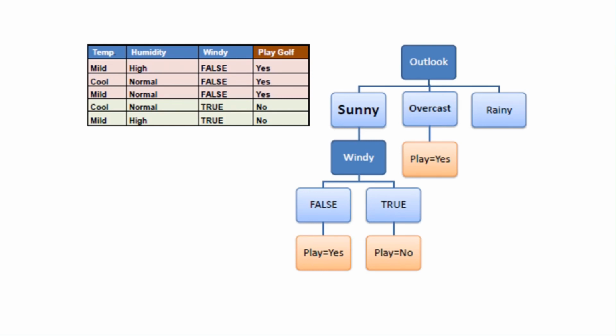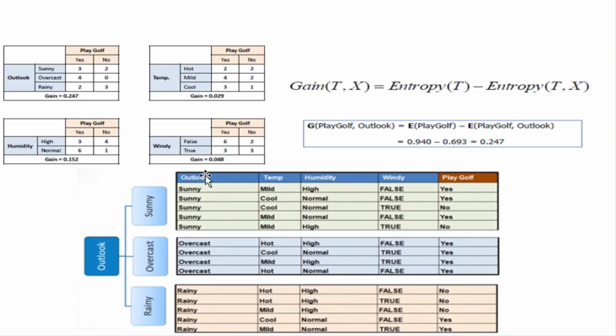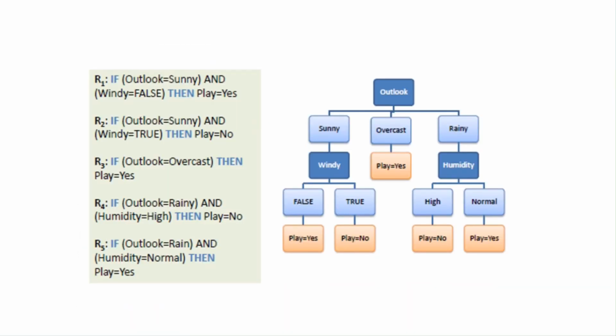Similarly, after that we are going to look at humidity. On the basis of humidity we are getting high and low, and obviously if it is raining and it is humid and the humidity is very high, then we are not going to play golf.